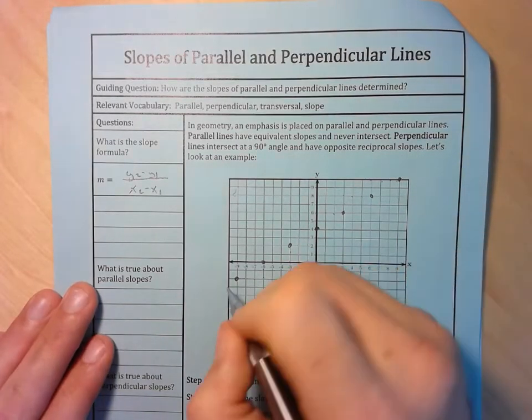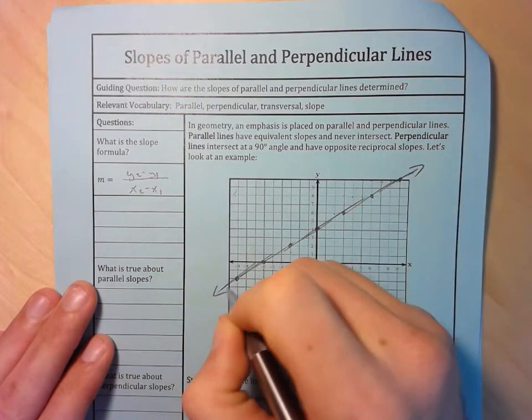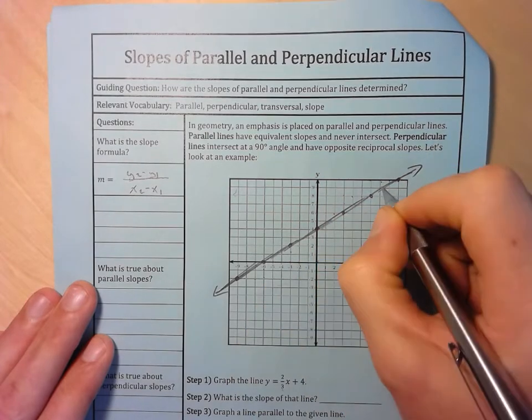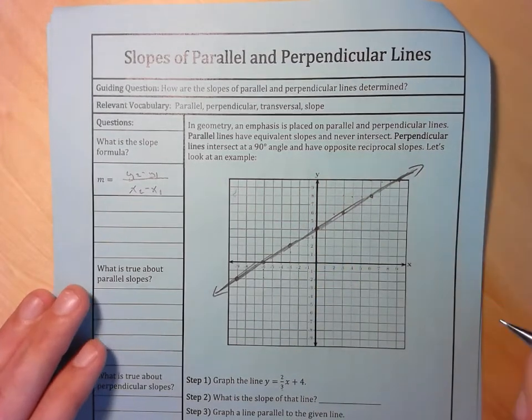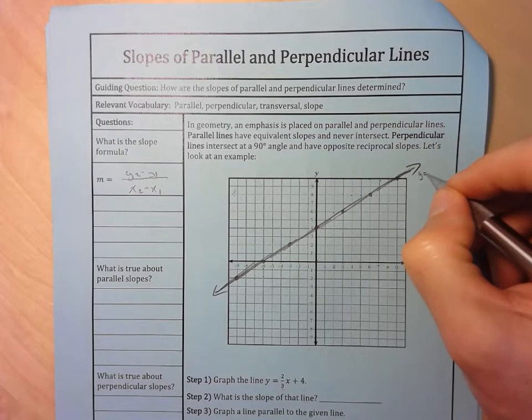So this is the line y equals 2/3 x plus 4. And we're going to draw lines parallel to that line and perpendicular to that line.